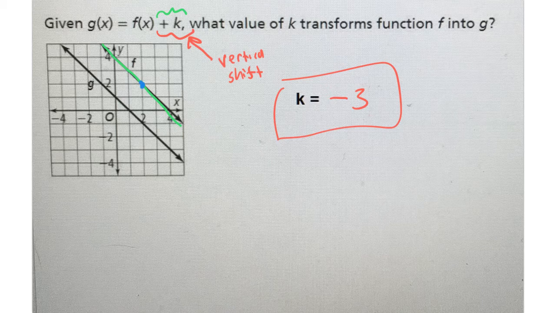That is k. Once again, original function right here. K represents a vertical shift. We clearly went down, therefore k is negative, and we went down 3 units. Had this been the original function and we shifted upward 3 units, k would have been a positive 3. Okay?